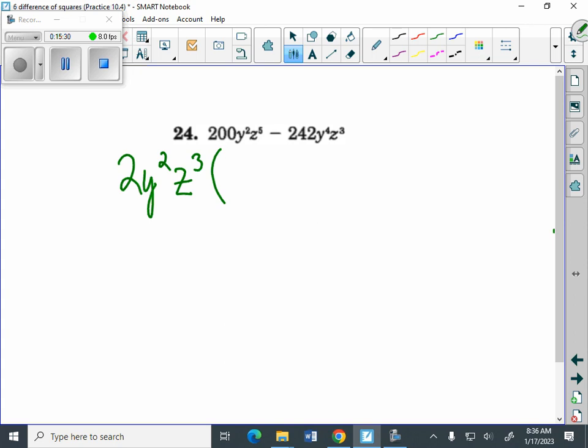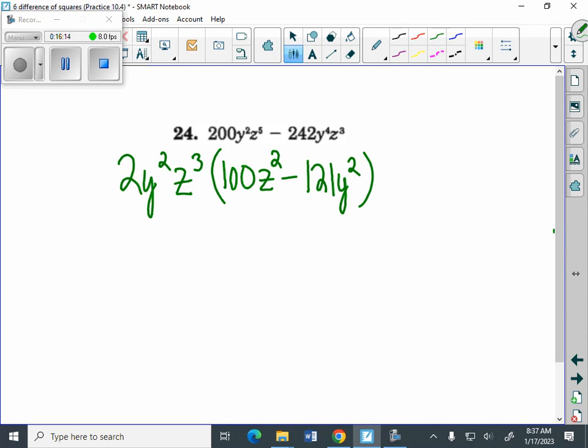And let's see what we have left in here to see if we can factor any more than the greatest common factor. Well, 200 divided by 2 is 100. We had 2 y's, we took them out. We don't need any y's on this term. We had 5 z's, we took out 3 of them, so we still have 2. 242 divided by 2 is 121. We had 4 y's, we took out 2, we still have 2. We had 3 z's, we took them all out.